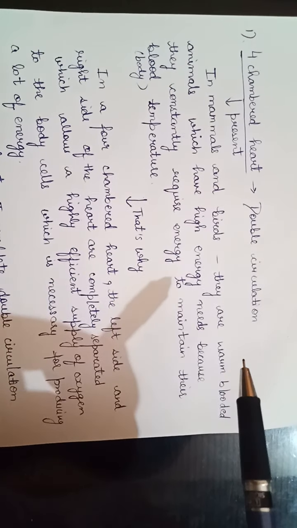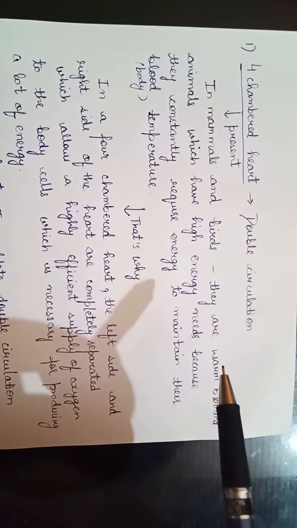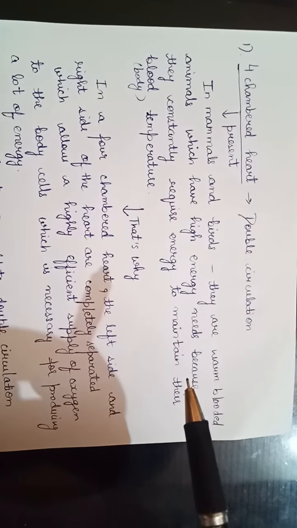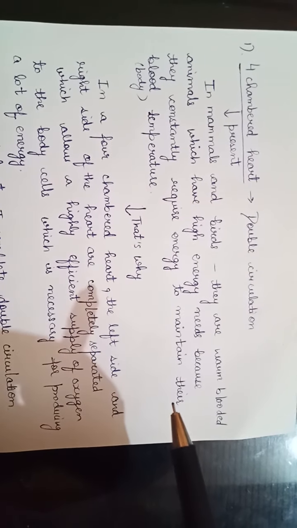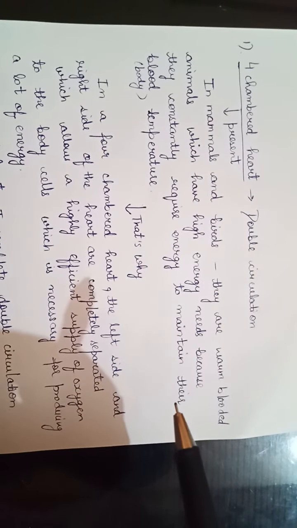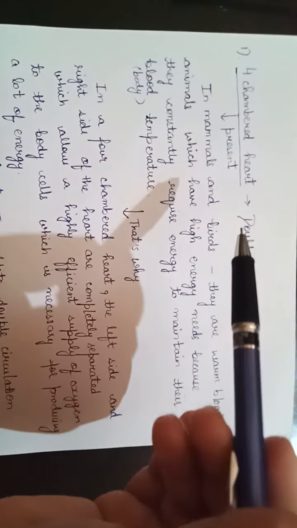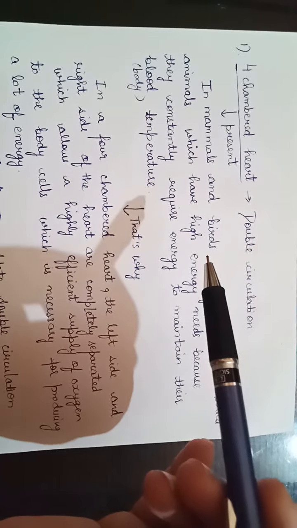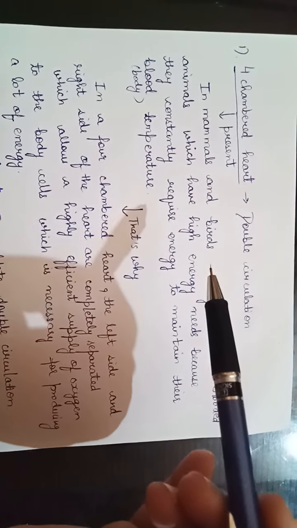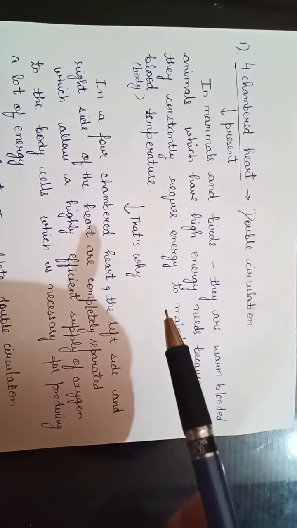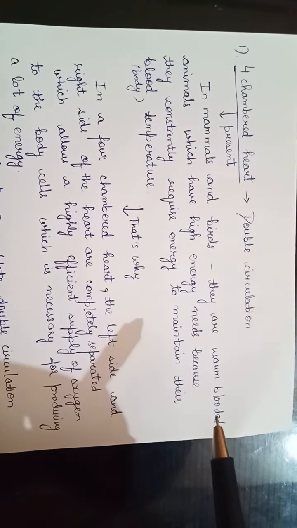Okay. Now what do you mean by double circulation? Yes, a circulatory system in which the blood travels twice through the heart in one complete cycle of the body. Okay, and the four chambered heart is present in mammals and birds. And are mammals and birds cold blooded animals or warm blooded? Yes, they are warm blooded animals.